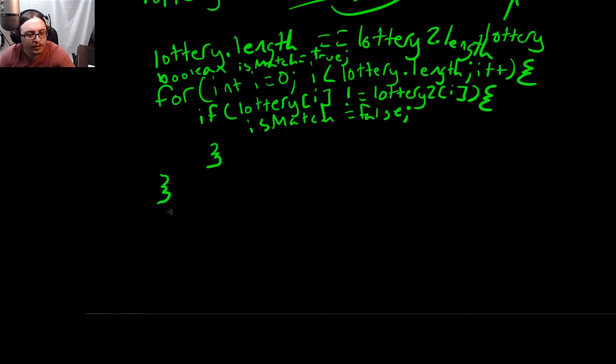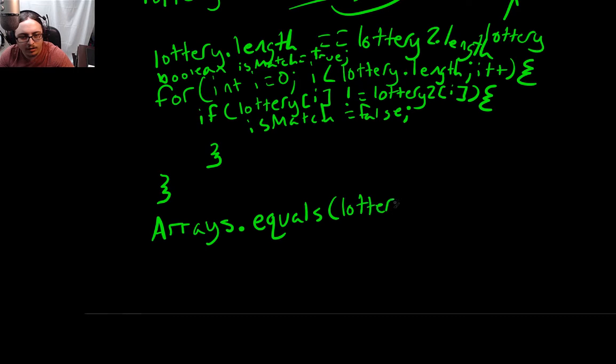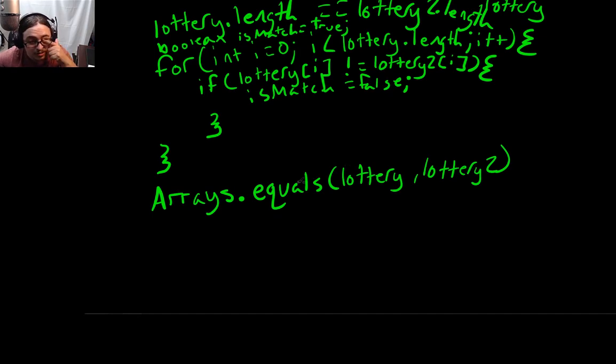Right, and then if isMatch is true at the end, then they're the same. So you could do all this work to check to see if they're equal, or you can use the built-in library, Arrays.equals, and then just pass in lottery and lottery2. And then if it returns true, then the contents are equal.